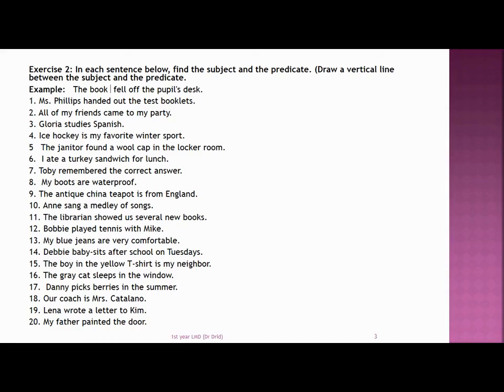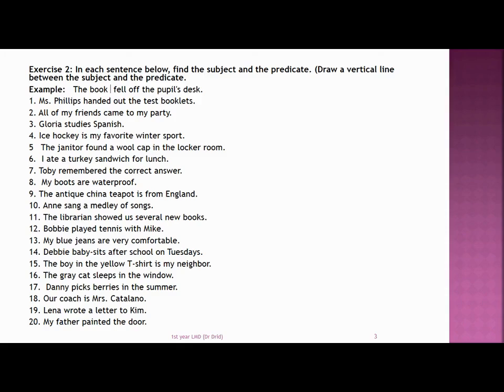2. All of my friends came to my party. Where is my predicate? How do I find it or its beginning? I look for the verb. Came. Came to my party. This is the predicate. This is said about who? About all of my friends. All of my friends is the subject.